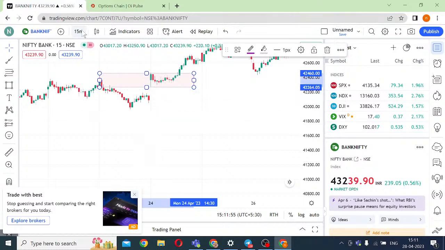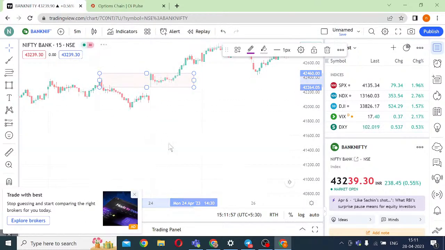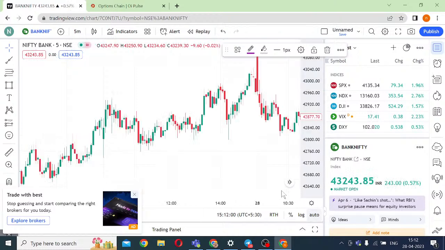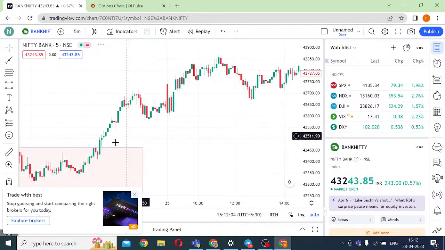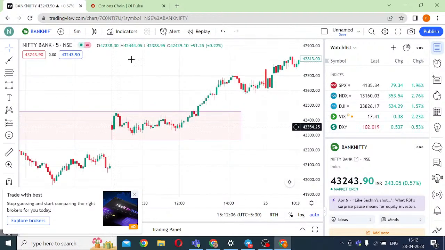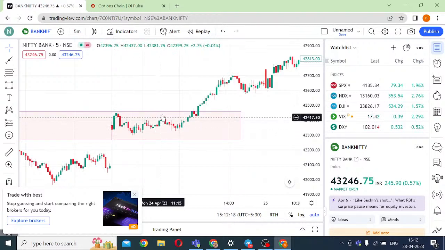But if you zoom down into a 5 minute chart, what is the 5 minute chart telling you? It's gone up, it's come down. It has not taken out the low, it's formed a higher low, an inside swing, a higher low again, since it has not taken out the high.